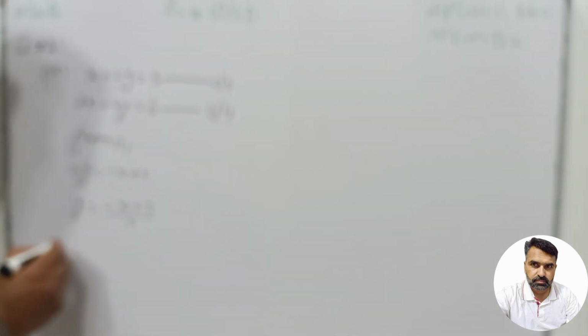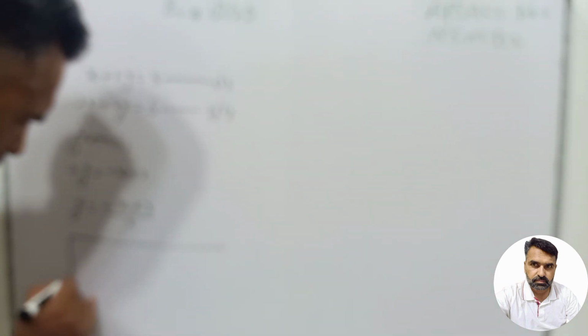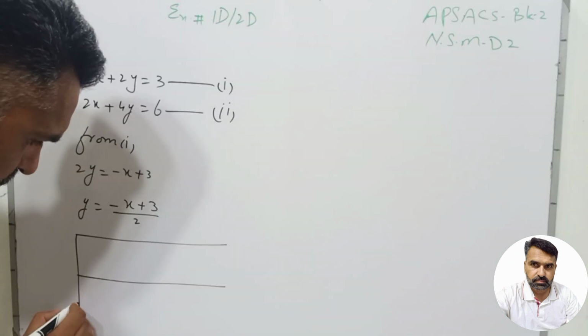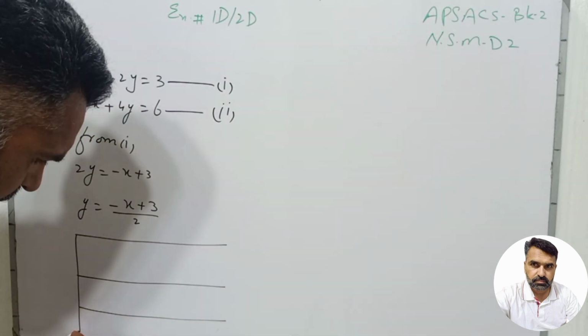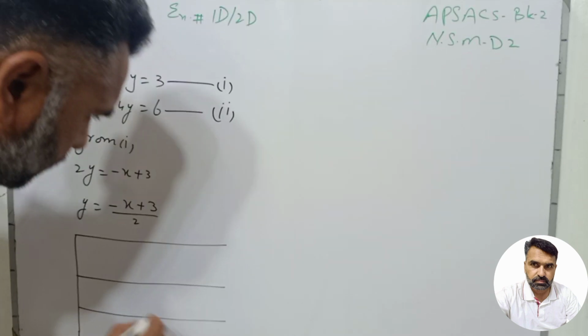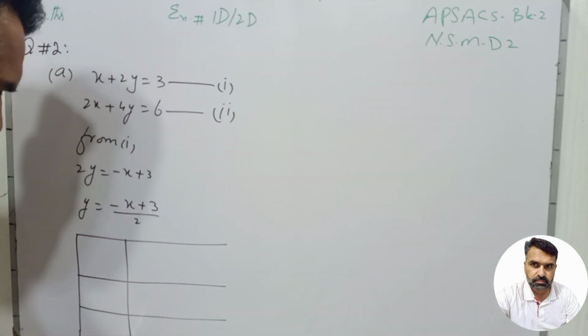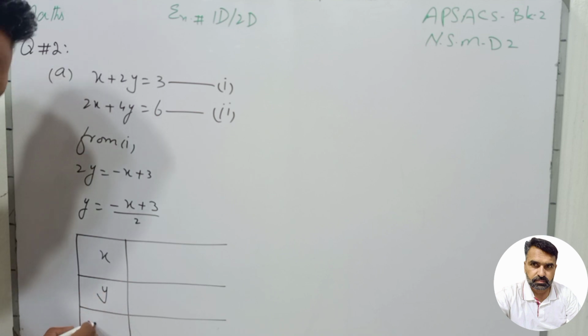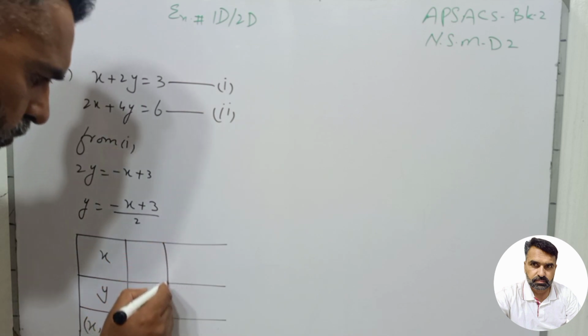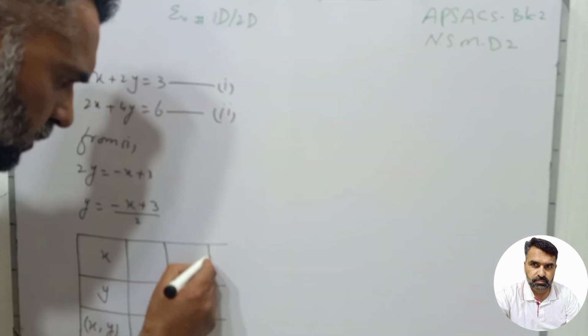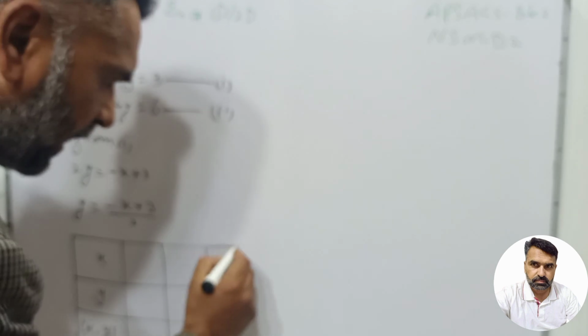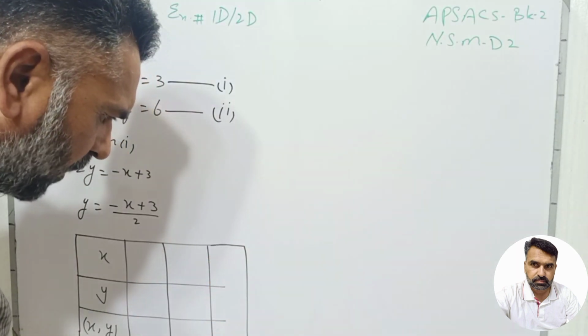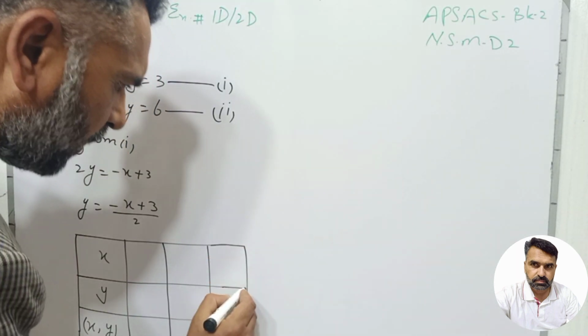Now we will draw the table where there must be 3 columns and 2 rows, so that we can draw the graph of these linear equations without any ambiguity. So students, in the first column I will write x and then y, and in the third column I will write xy as an ordered pair. Now students, take a minimum of 3 points of x, and when you suppose the value of x, you will get the value of y with the help of this equation.